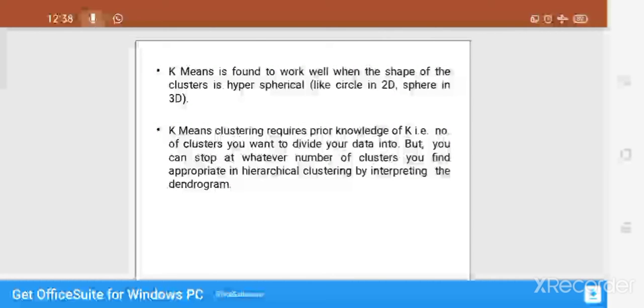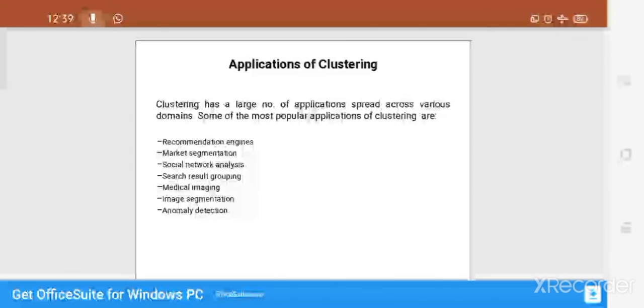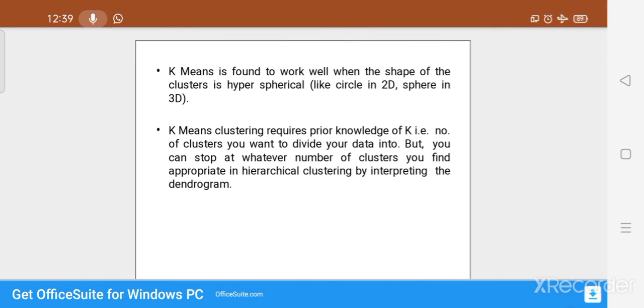So k-means is found to work well when the shape of the cluster is hyper spherical, right? So k-means clustering requires prior knowledge, that is the number of clusters that you want to divide your data into, right? In how many clusters you want to divide the data, that knowledge will be required prior in k-means, but you can stop at whatever number of clusters you find appropriate in hierarchical clustering by looking at the dendrogram. So this is the difference between k-means and hierarchical clustering.